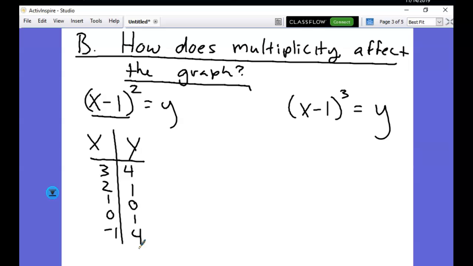What I want you to notice here is, what do you notice about these y values? There's a symmetry to them, right? What else about them? They're all positive. That's the one I really want to focus on. Why are these positive? In fact, I'm going to make a bolder statement. No matter what, they're always going to be positive. Why? Because you're squaring it.